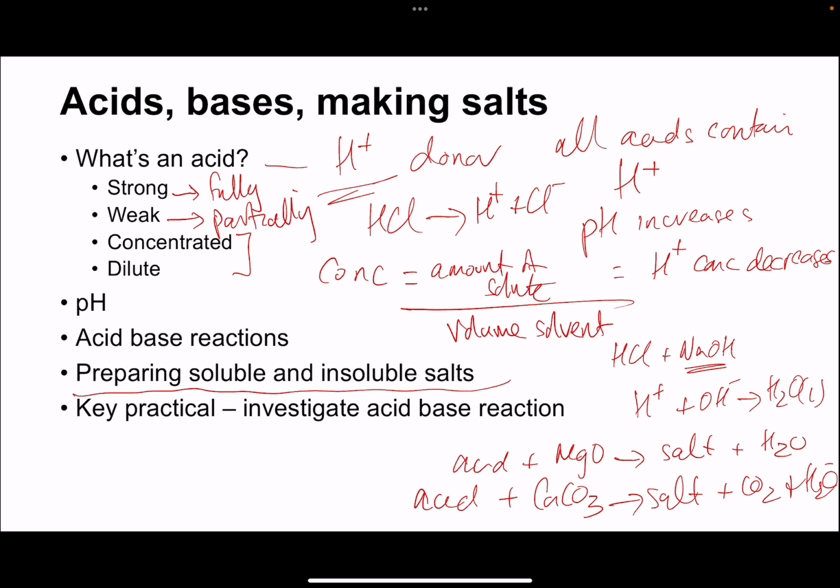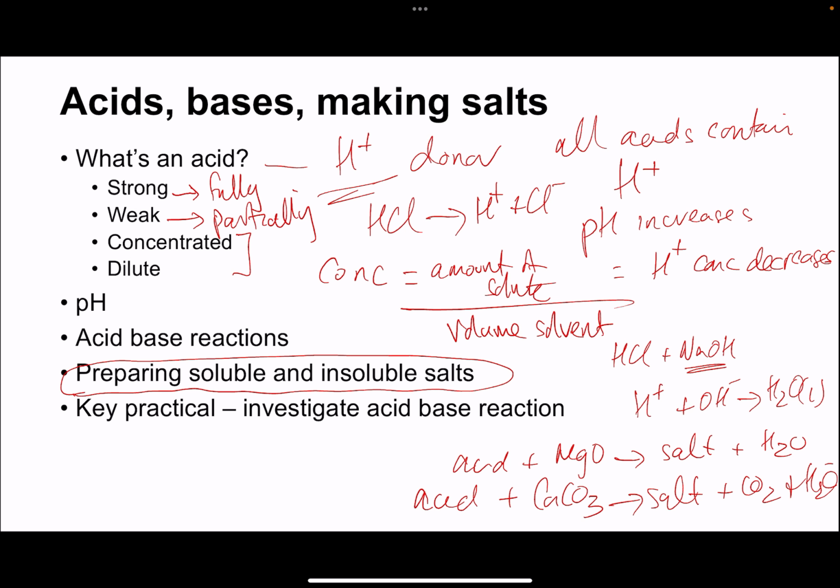How do we prepare soluble and insoluble salts? I've given you an example of how we can make copper sulfate. Copper sulfate is being made from an acid and an insoluble base like copper oxide.